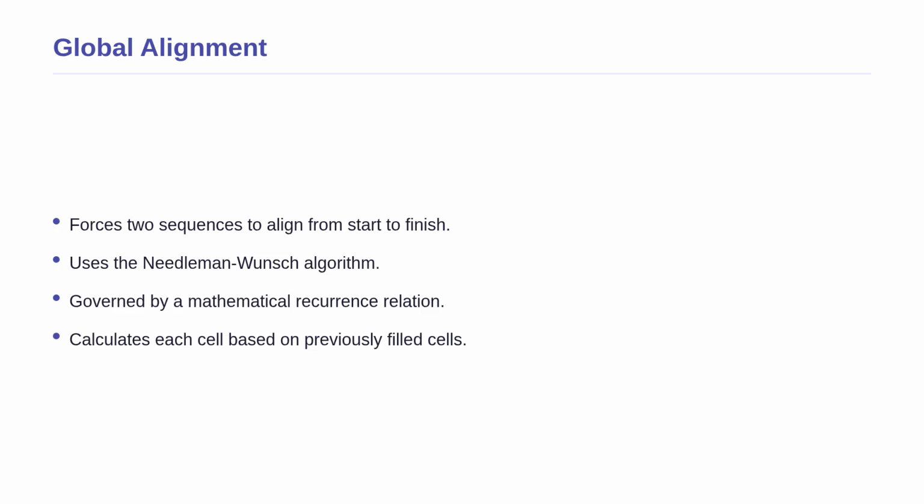Building on this matrix concept, the most fundamental application is global alignment. This approach forces two sequences to align from their very first letter to their very last. The specific method we use for this is called the Needleman-Wunsch algorithm. It is governed by a specific mathematical rule called a recurrence relation. This rule tells us exactly how to calculate the score for any given cell in our matrix, based on the cells we have already filled out. Let us look at the mathematical representation of this rule.